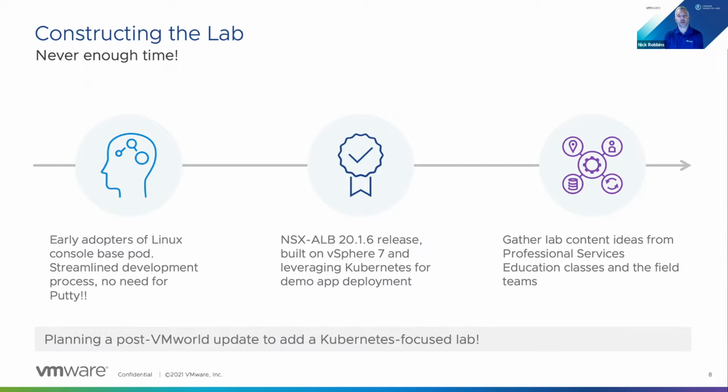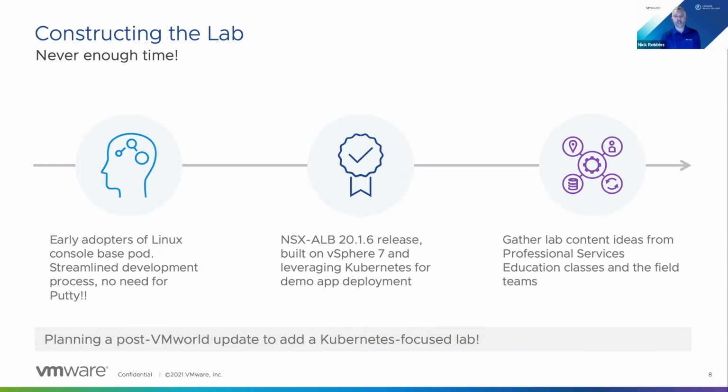And this lab is based on the latest of our 20.1.x, so the 20.1.6 release of the NSX Advanced Load Balancer. We are up to 21.1.1 now, but as I've learned in the past, never ever use the latest and greatest 2-week-old version in your lab because you're just asking for trouble. And we're built on vSphere 7, and we're using Kubernetes for a lot of our application deployment, our web services and stuff like that. There's a couple floating around just on Docker, but most of it's in Kubernetes.